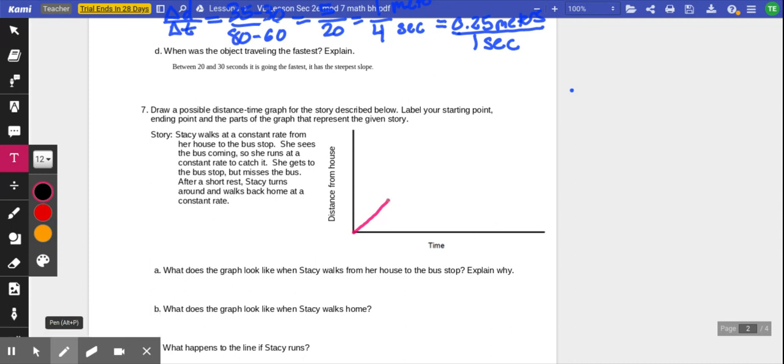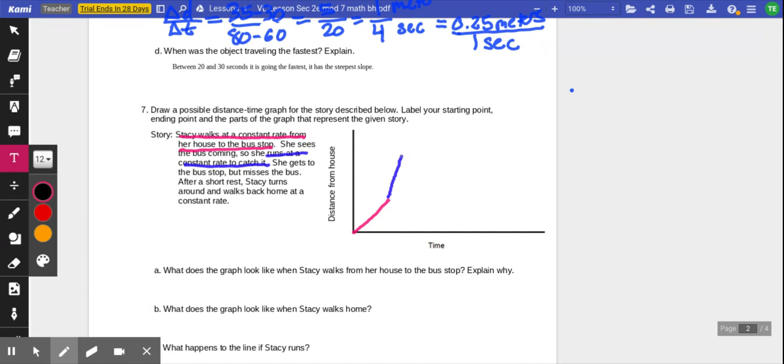She sees the bus coming, so she runs at a constant rate to catch it. Okay, that means she has to go a little bit faster. So this one was the first sentence. I'm going to underline it so we can tell in the graph where it was. And then my second sentence is when she's running to catch up. So she has to go a little bit faster. She's like, oh no, I gotta run. So it's a steeper slope. She gets to the bus stop, but misses the bus. That's not good. She didn't run fast enough.